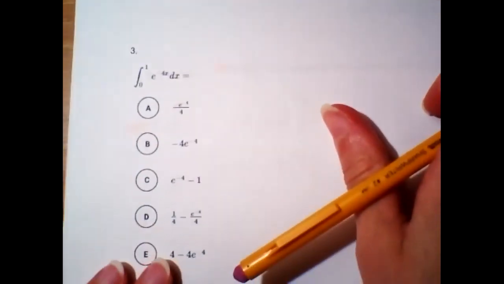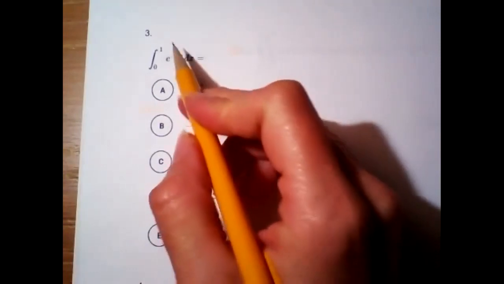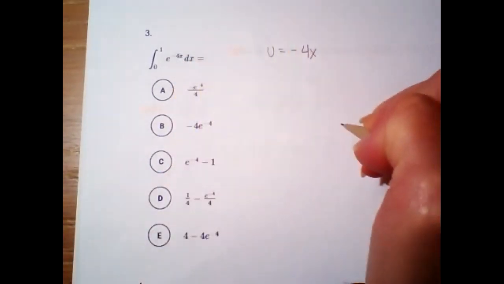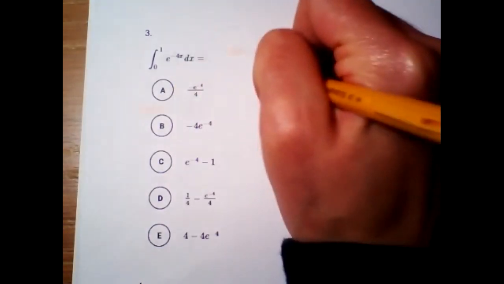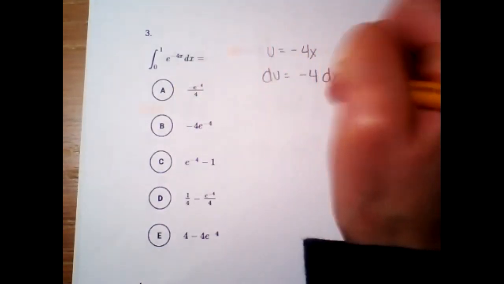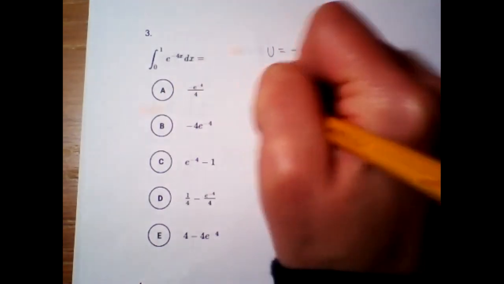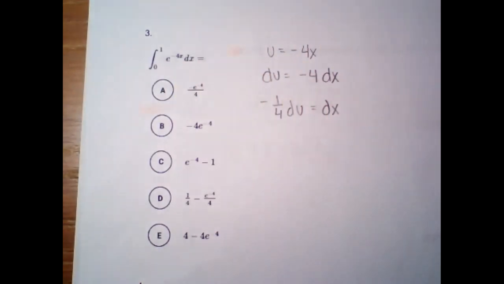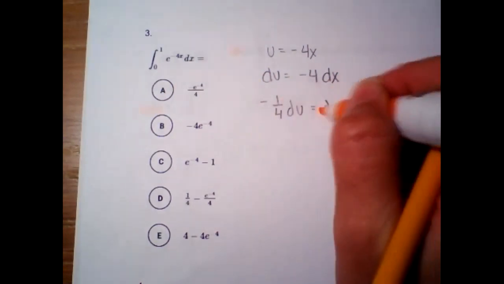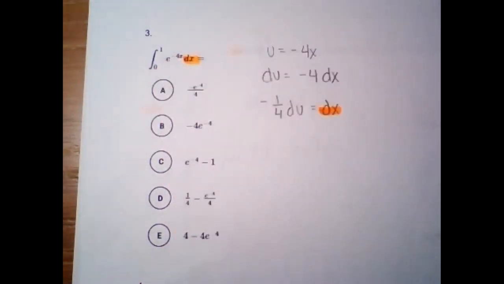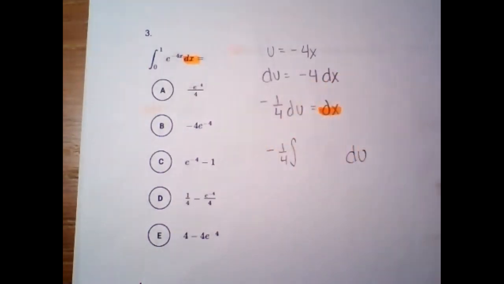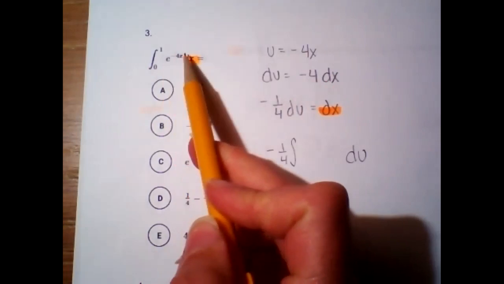All right, for this one, we're going to have to let u equal this exponent, negative 4x. And so that derivative is negative 4 dx. And we will adjust with a negative 1/4. So again, the only thing we're going to be able to substitute out is the dx. So we'll have negative 1/4 out front, du at the end, and what's still there is e to the u.